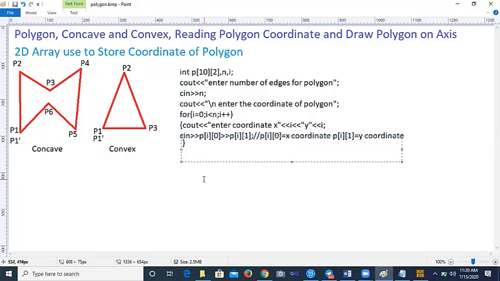Now once you have completed storing the polygon with x and y, proceed to display that polygon. So how are we going to display or draw that polygon? By using a for loop again. So here I am starting with the same i equals 0, i less than n, i plus plus. So here again comes initialization, condition, and then increment.